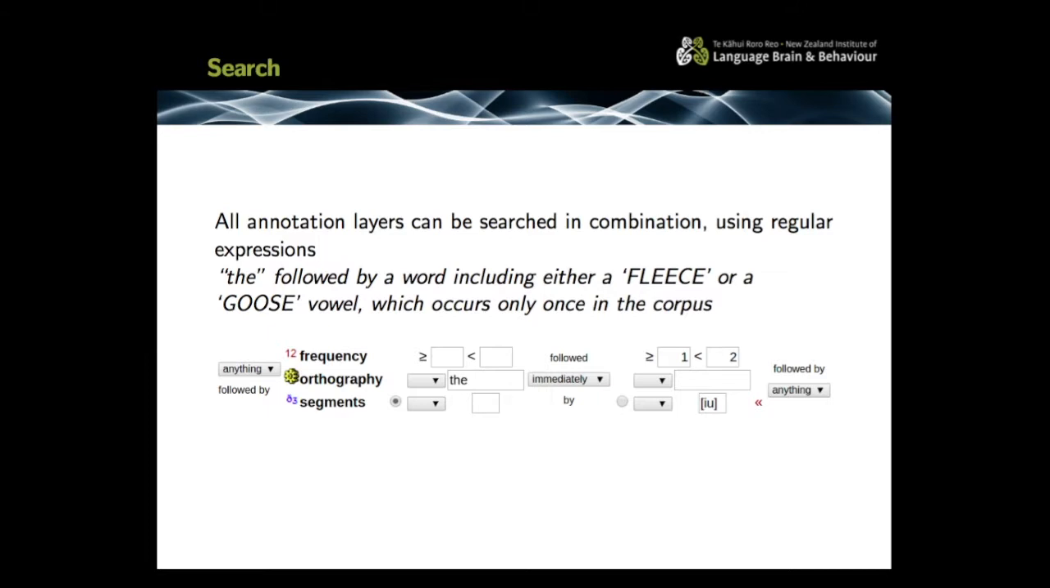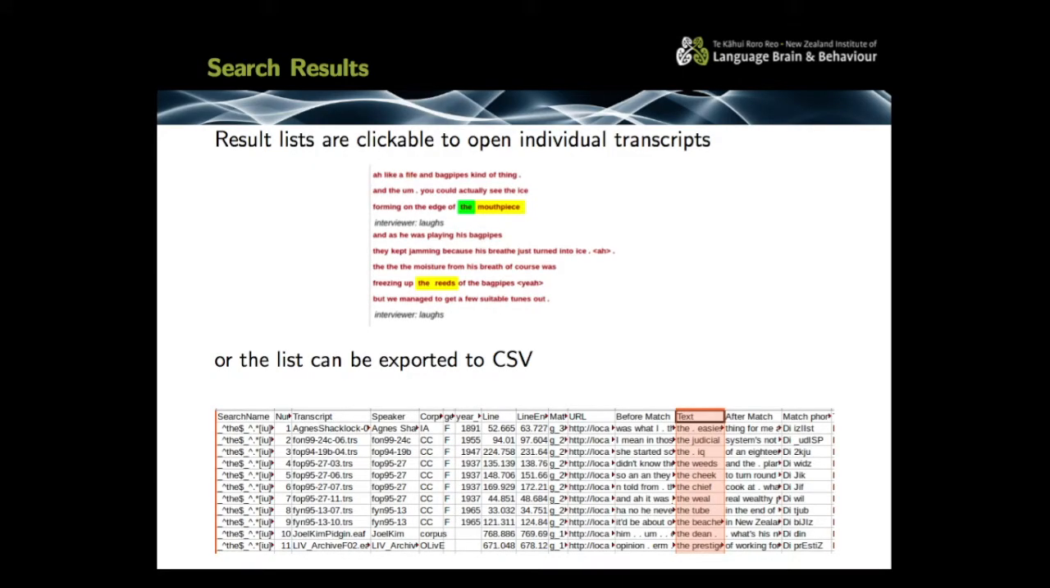Now if you run a search like this, you'll get a list of hits. You can click on a hit and it will open up the transcript at that particular point and highlight the matched words. You can do various things inside the transcript page, but also you can export the list of hits out to CSV files, and you can tick various different annotation layers to include, and then you can use the CSV file for further analysis in Excel or in R or any other tool that can read a CSV file.